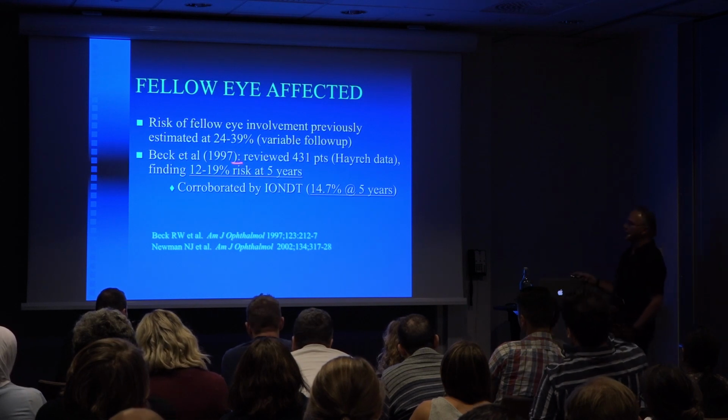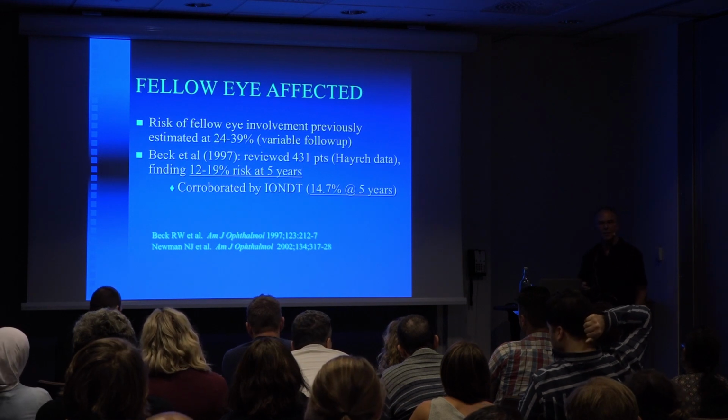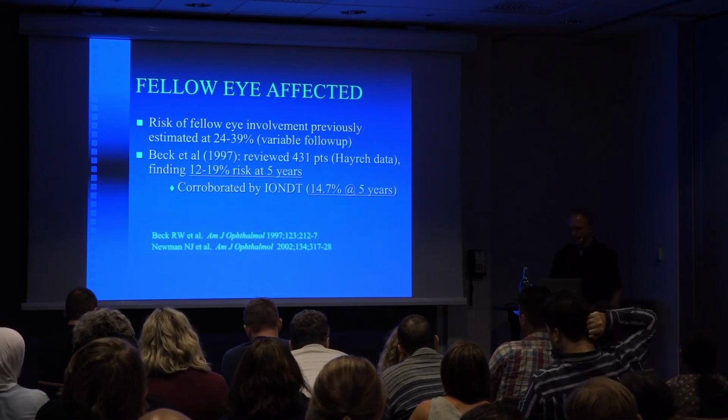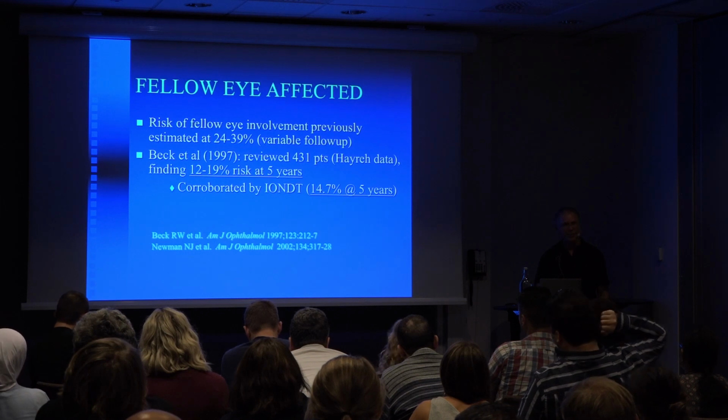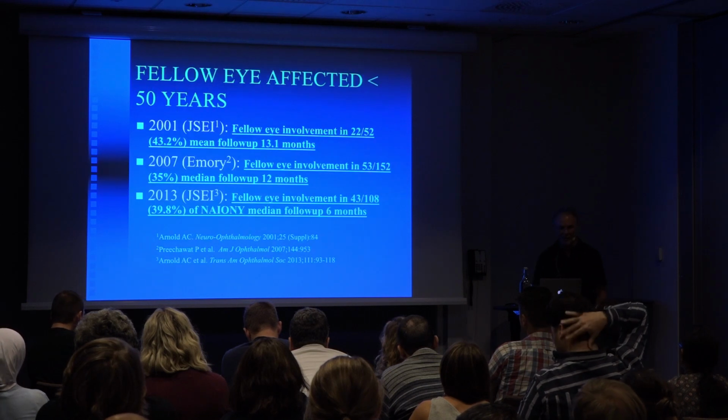So somewhere around 15% at 5 years are going to develop fellow eye involvement at that point. That's kind of the figure we tell our patients. And I usually emphasize that that's 85% are not going to have it in 5 years. It's kind of more reassuring to give them the data that way.